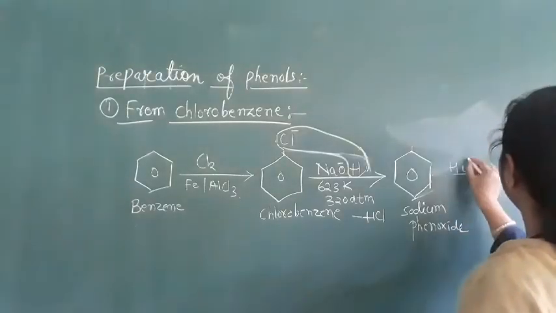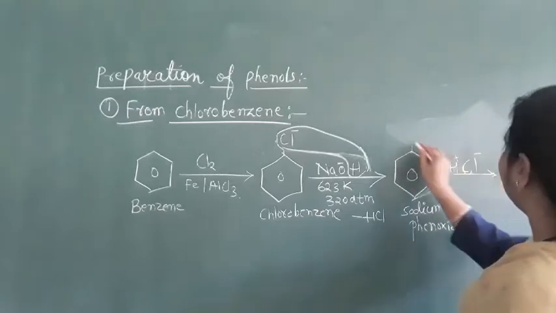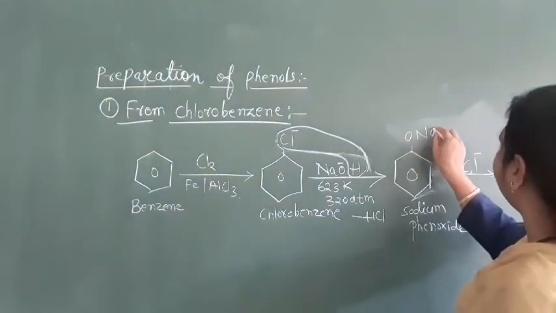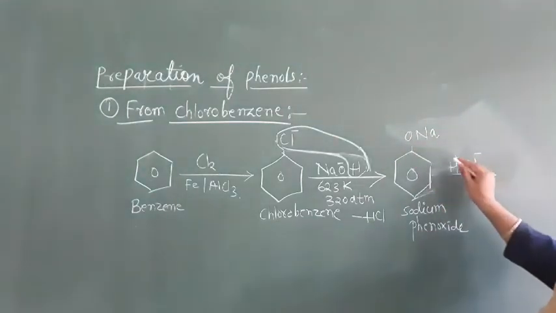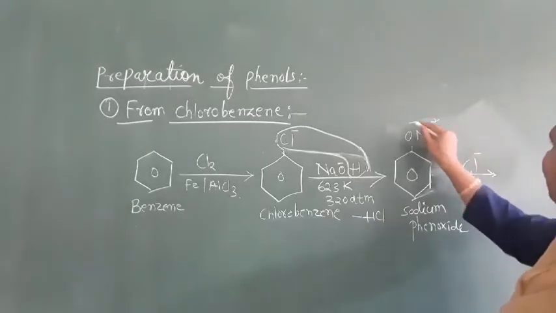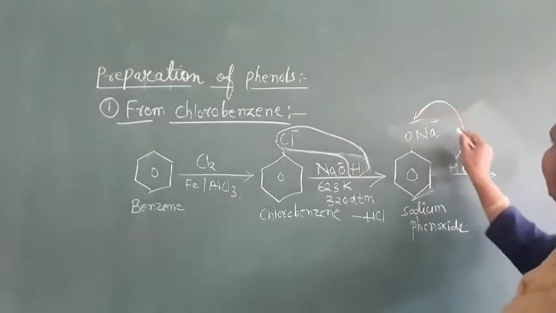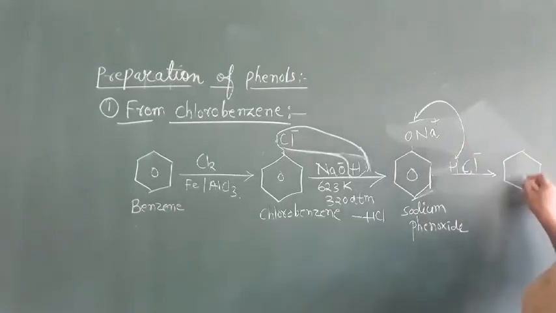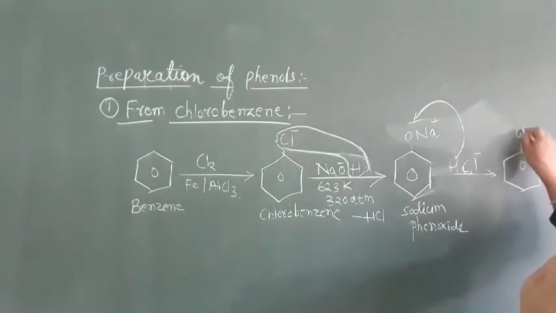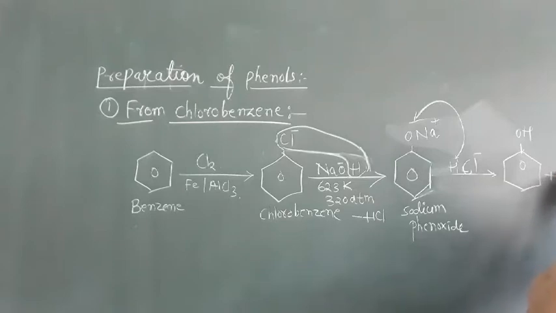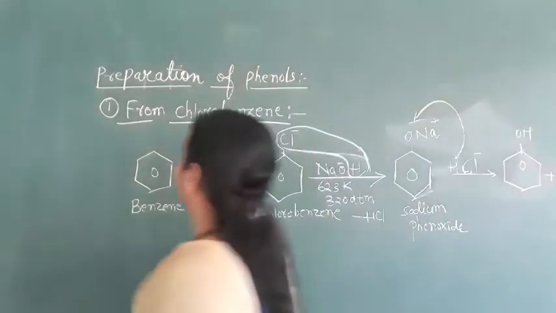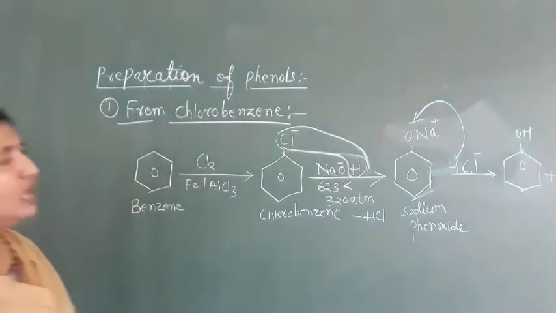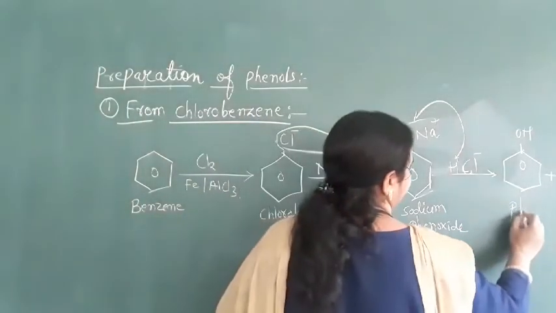So this HCl gives H plus and Cl minus, and we have ONa here. This is Na plus, O minus, so H will go here, and NaCl will be the byproduct. We will get phenol and NaCl as the byproduct. So this is the preparation of phenol. Finally we are getting phenol.